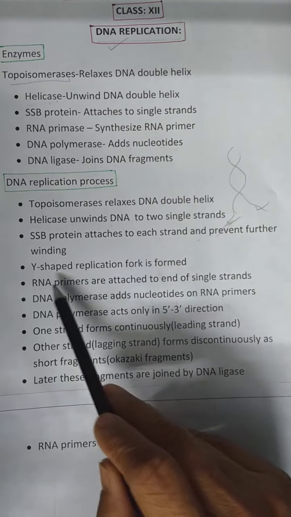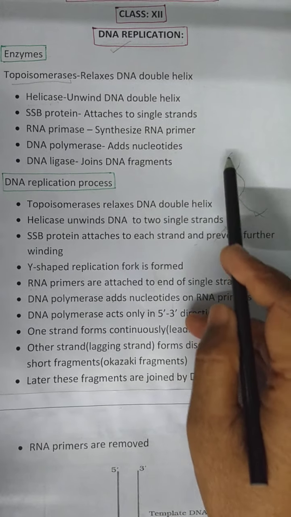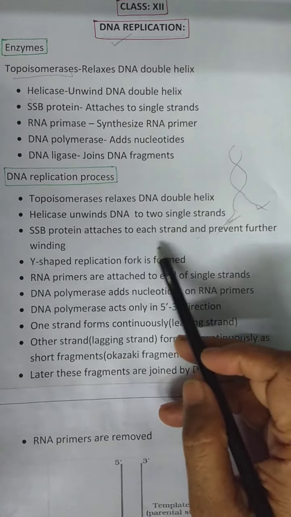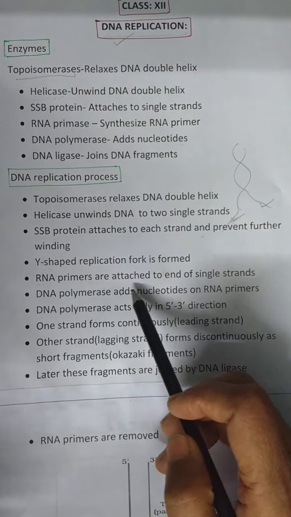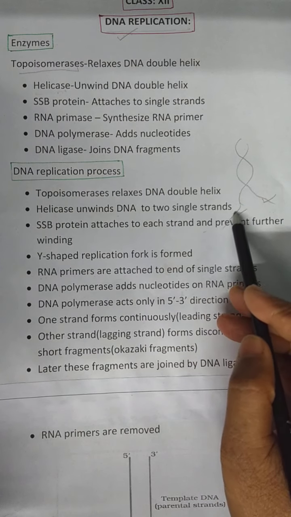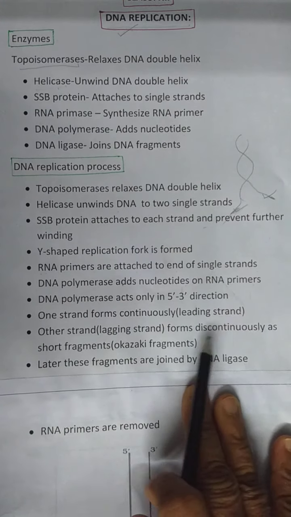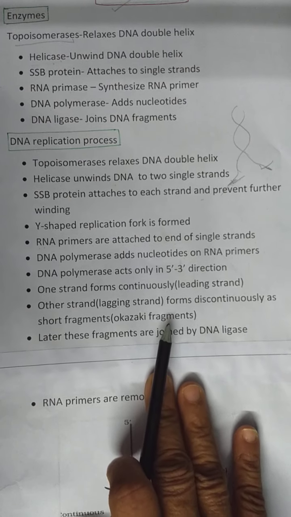Now you see that a Y-shaped replication fork is formed. So this Y-shaped structure is formed. Now RNA primers are attached to the single strands. This is also a single strand and this is. So the RNA primers are attached to the single-stranded DNA.